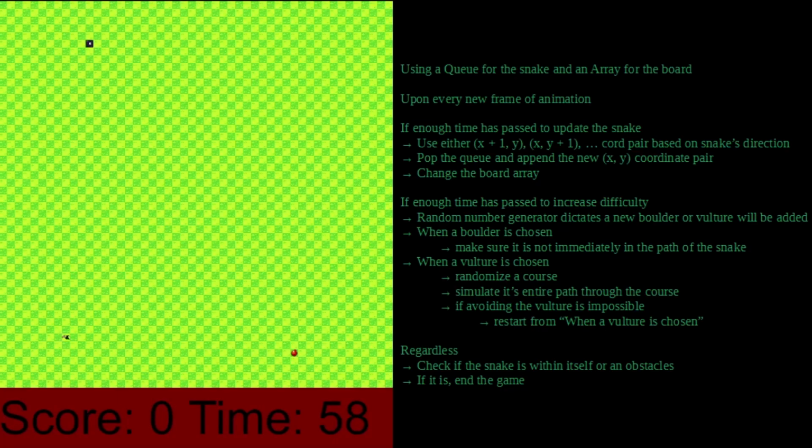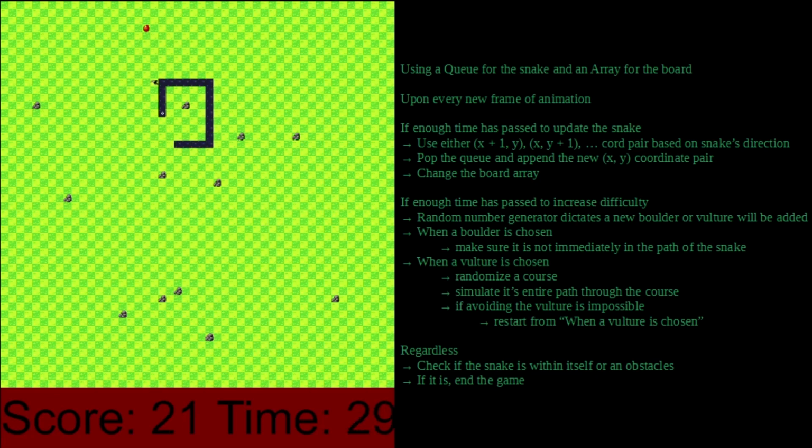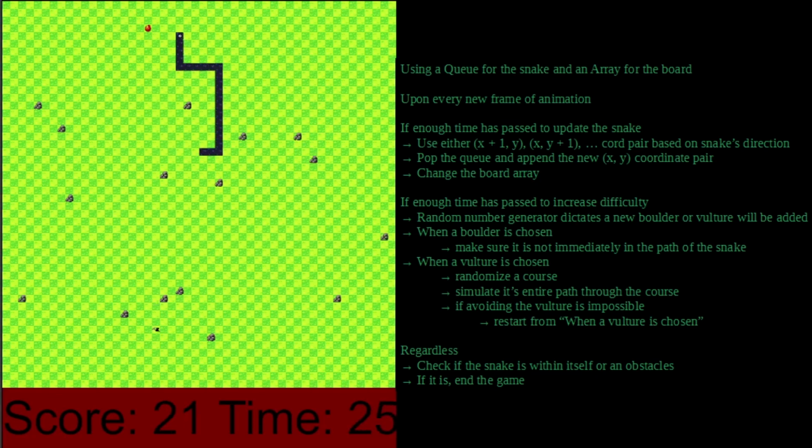This is Snake. It's played using a 2D array for the board as well as a queue for the snake. So every few seconds, depending on the direction of the snake, which is dictated by your arrow keys, the snake queue will update and then be reflected on the board, and then it'll check the entire board if the snake is hitting itself, a boulder, or a vulture, and the boulders and vultures randomly spawn throughout the entire duration of the game, making it harder.